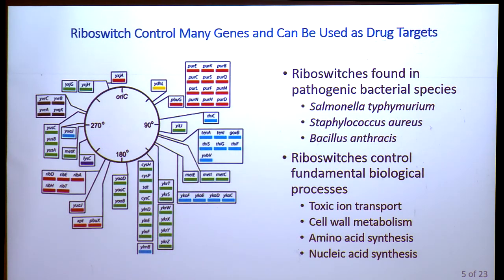And so riboswitches have been found in many pathogenic bacterial species, including Salmonella, Staphylococcus, and Bacillus anthracis. And they control very fundamental biological processes like toxic ion transport, cell wall metabolism, and amino acid and nucleic acid synthesis. And the idea is that these riboswitches can be targeted with drugs or compounds to be able to regulate the transcription or translation, or basically the expression of the downstream genes.